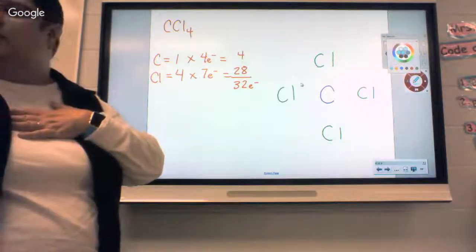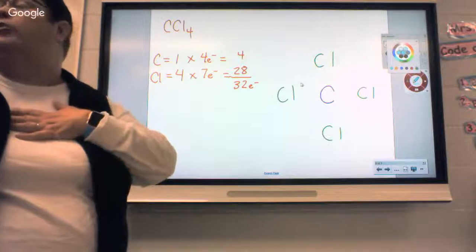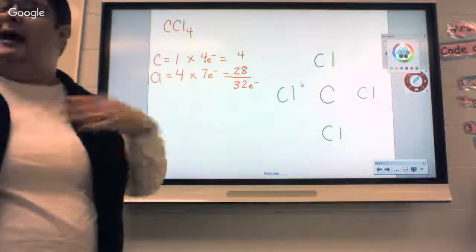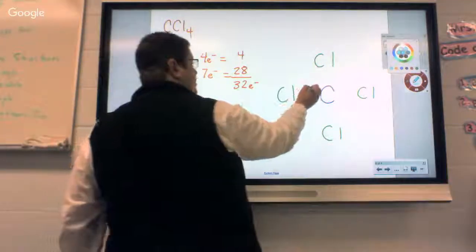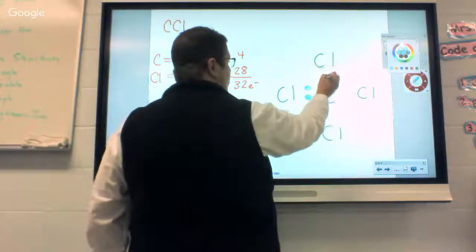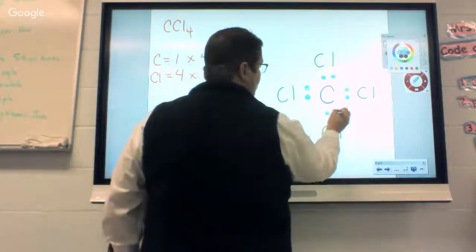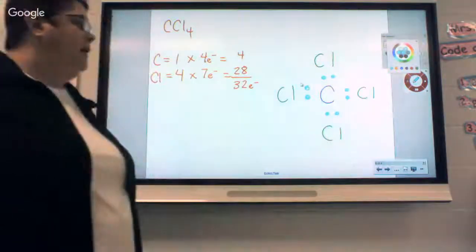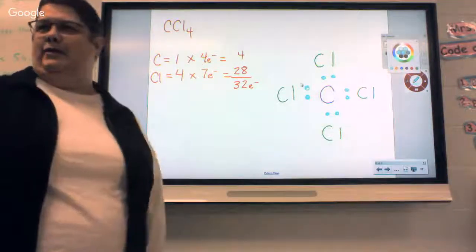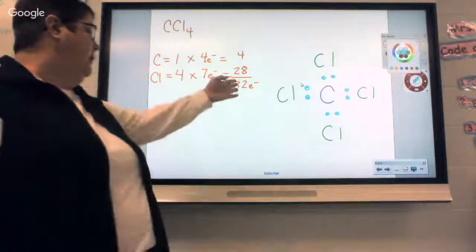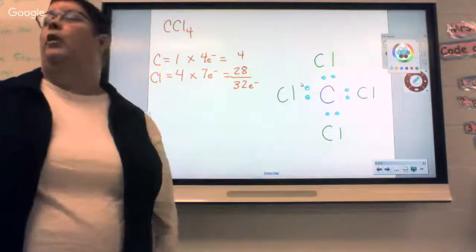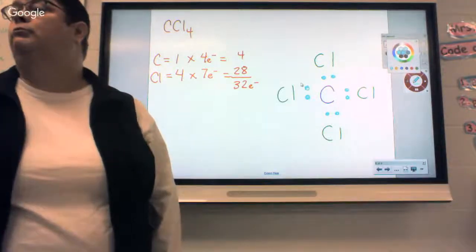Some of you will, some of you won't. It's okay. You can draw your dots wherever you want to in just a minute. I draw on the central atom first. So, 2, 4, 6, 8 dots. Now, once I've drawn my 8 dots on my central atom, I am clearly not at 32 dots. So where am I going to draw some more dots?